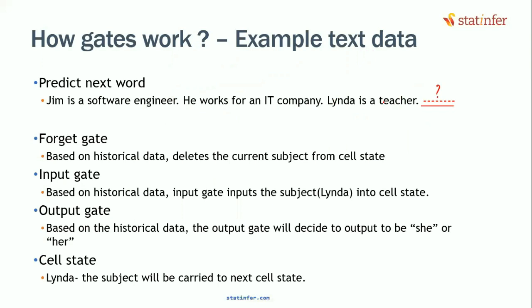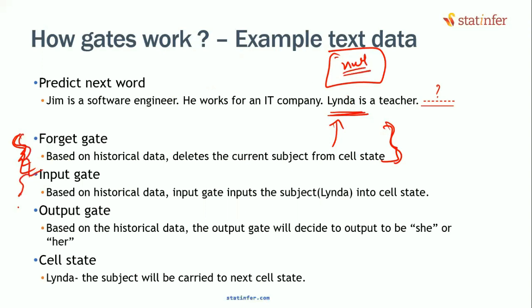next word? So by the time you reach here, what does the forget gate do? Based on the historical data, as soon as you see Linda, Jim will be erased. That's it. Forget gate will not update anything. It will just simply erase Jim. So right now, when you reach here, the subject is blank, null. That's what forget gate does.